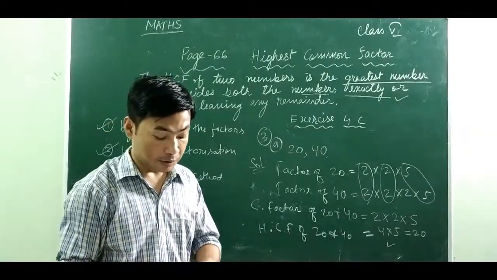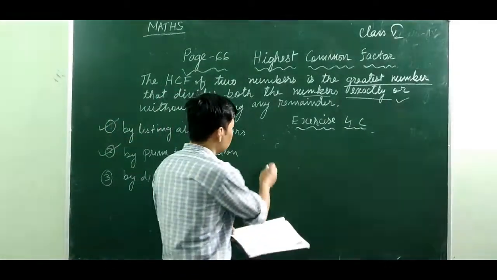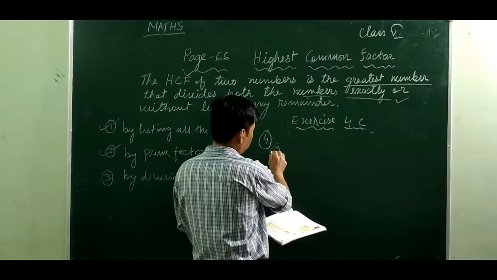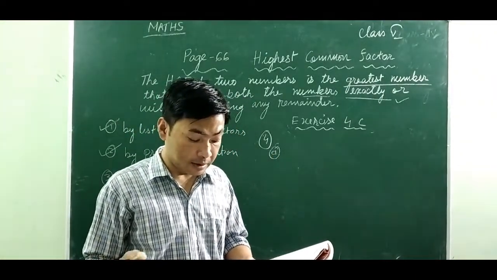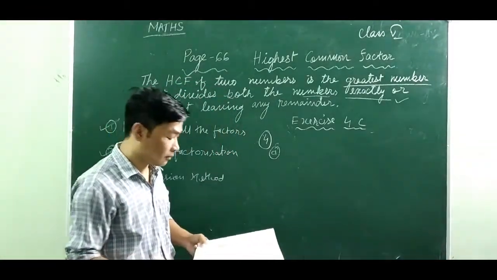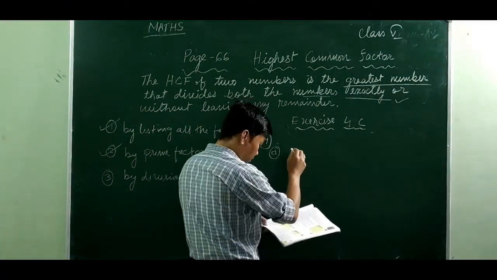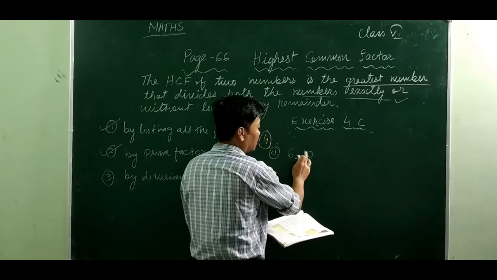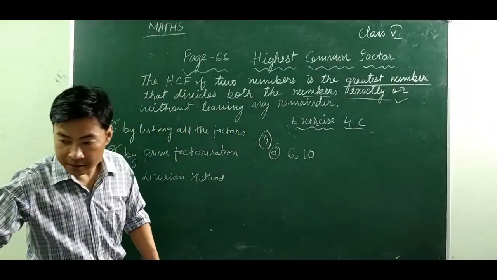Let's continue with question number 4. Now let's come back to question number 4A. Let me read the question for you. Find the HCF of these numbers using the prime factorization method. Very simple, we have done it in number 1. So we'll repeat the same here. Question 4A: 6 and 10 are the given numbers. Now, what is the first step?